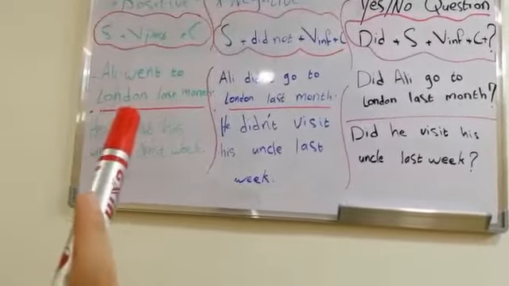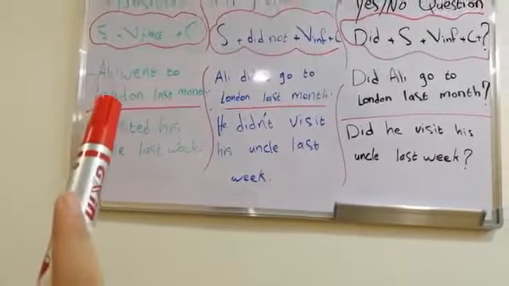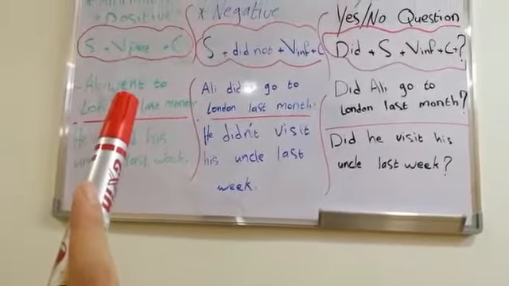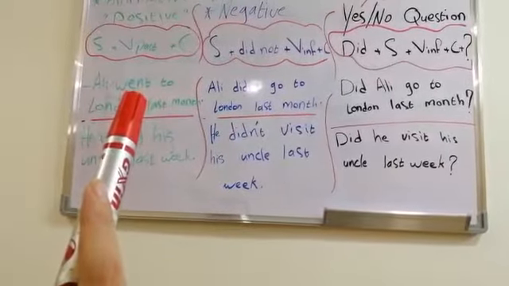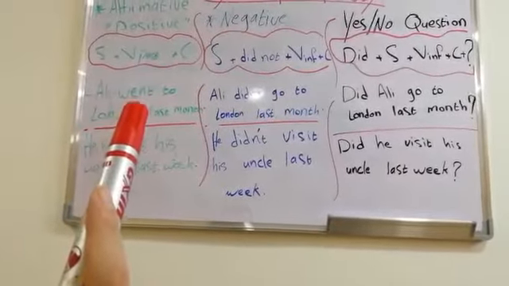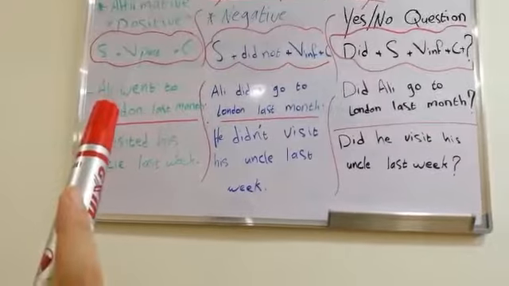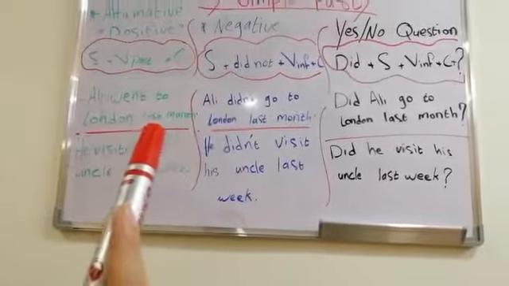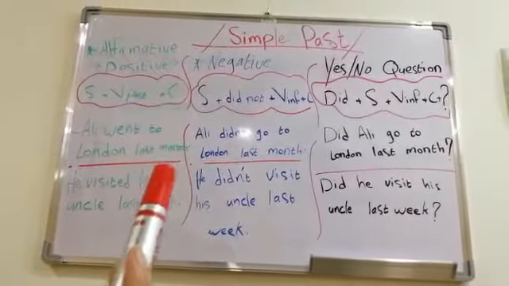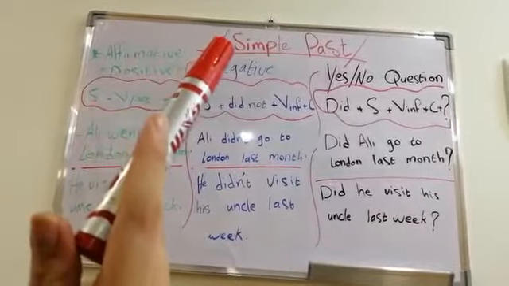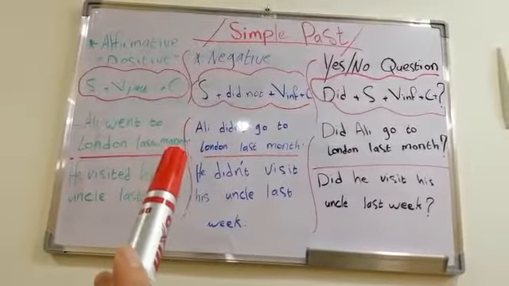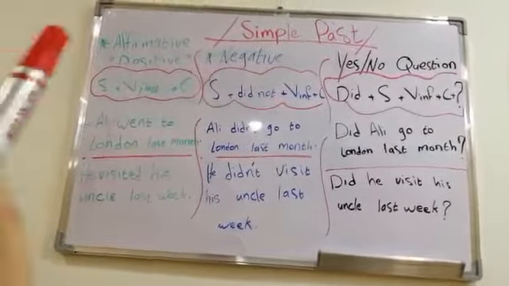Ellie went to London last month. Okay, so here we have the verb went. It is the past form of the verb go. Ellie goes in the present tense, but in the past tense, we have Ellie went to London last month. Last month is a keyword that tells us that the tense of the sentence is past.